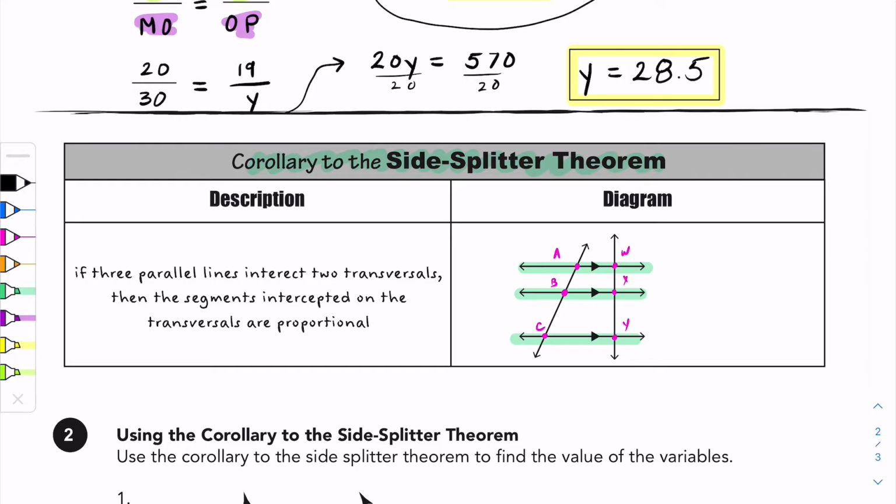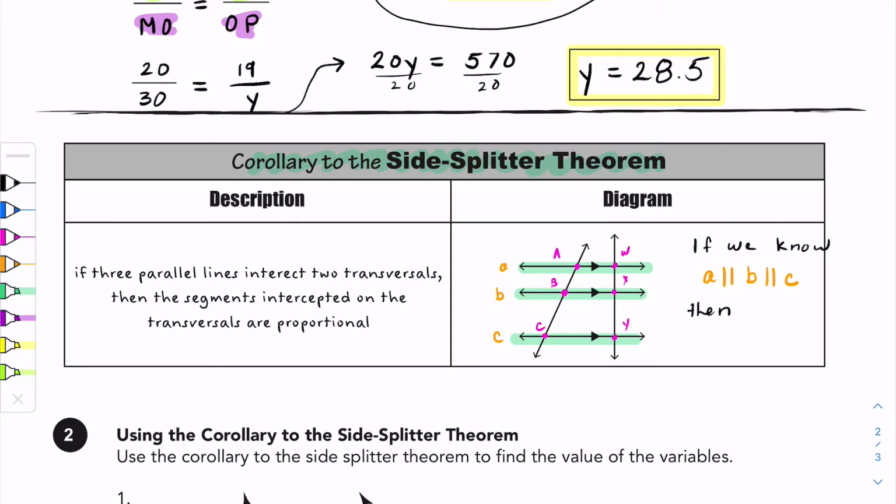In this diagram, let me label the lines A, B, and C. If we know that A is parallel to B, which is parallel to C, then we know that our segments are also proportional.